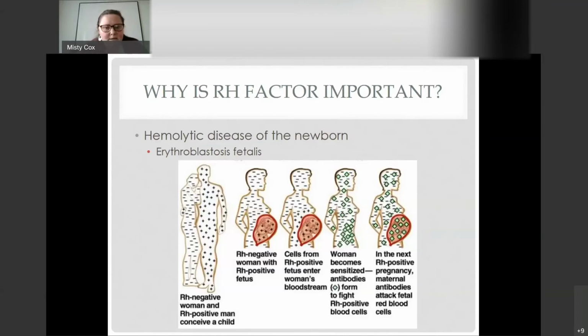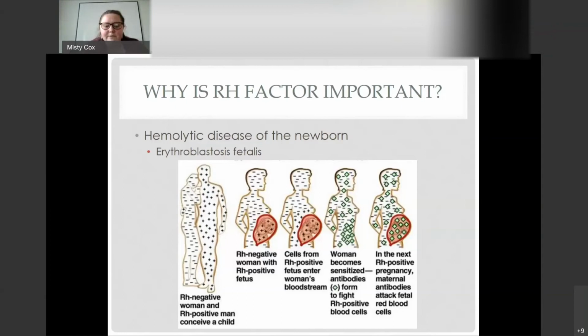When their blood mixes, either during childbirth or during the pregnancy, mom forms antibodies to say, oh no, this blood is foreign to me. This blood is bad. It doesn't match mine. Next time we see it, we're going to fight it. So she becomes pregnant again with another Rh positive fetus, and those antibodies then attack the baby's red blood cells.